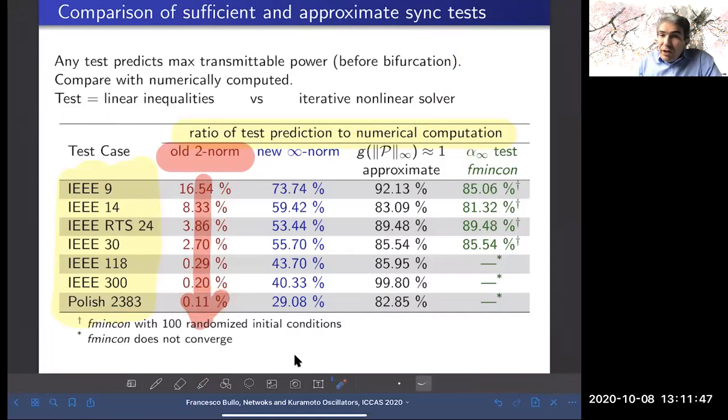Now, if I use my new infinity norm test, the one I mentioned is the best so far, then here you see 73%, and it does drop, of course, as the network becomes larger. But still, I am at approximately 30% at 2,400 nodes. So I would say we are still failing to predict the correct value, but we are beginning to be in the ballpark, certainly much, much larger. So the improvement here is over 2 orders of magnitude.